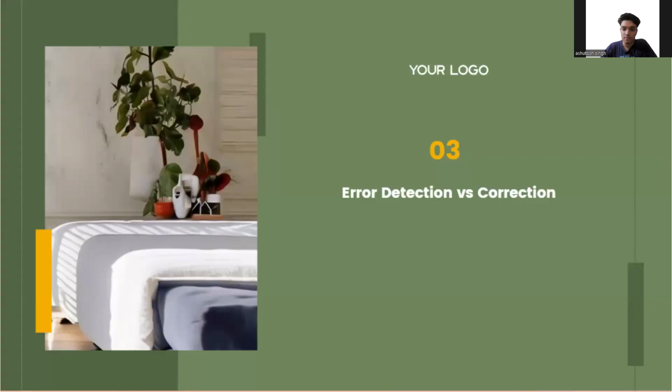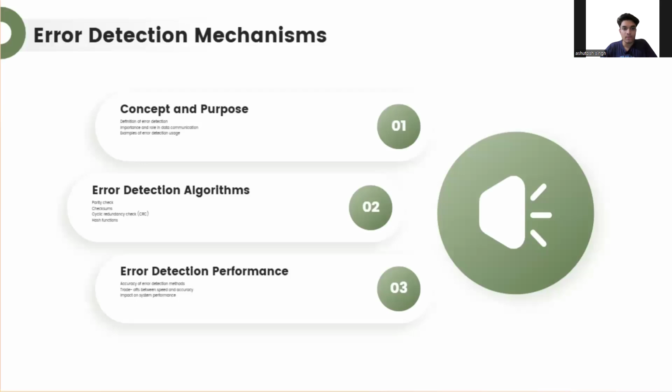Error detection versus correction. Concept and purpose. Error detection algorithms such as parity check, checksum, cyclic redundancy check, hash functions. Error detection performance: accuracy of error detection methods.